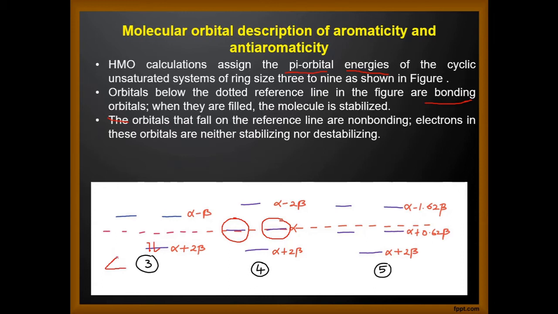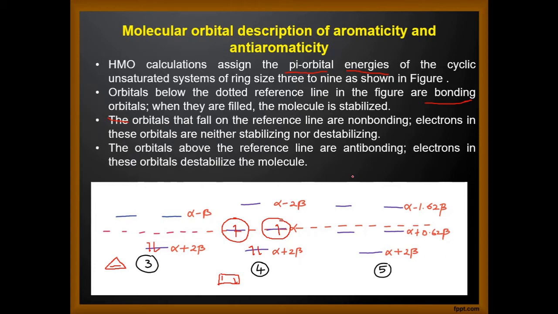Now this is the simple molecular orbital structure for cyclopropene, and this is the simple molecular orbital structure for cyclobutadiene. So you can have 2 electrons here, and the remaining electrons can be placed here, 1 electron here and 1 electron here. The orbitals above the reference line are called anti-bonding orbitals, and any electron placed in an anti-bonding molecular orbital leads to the destabilization of the molecule.